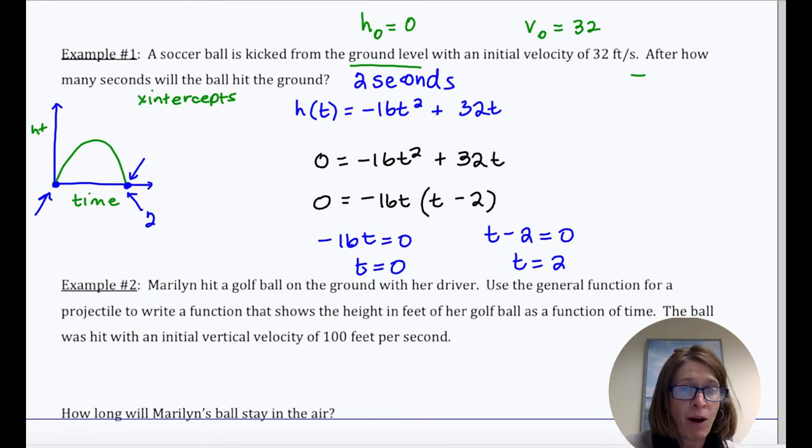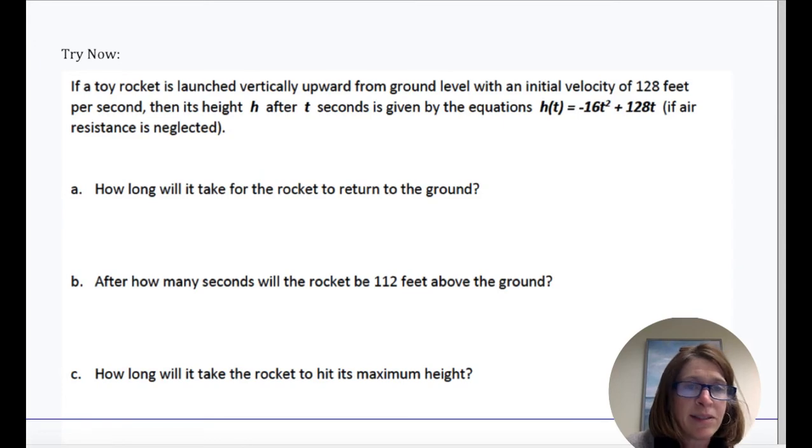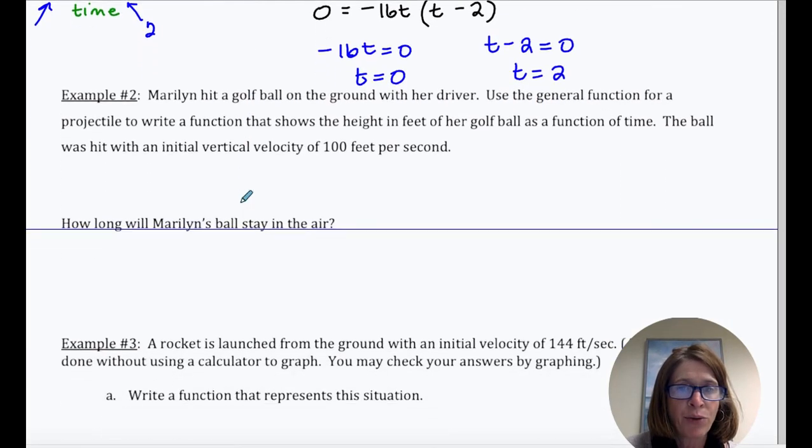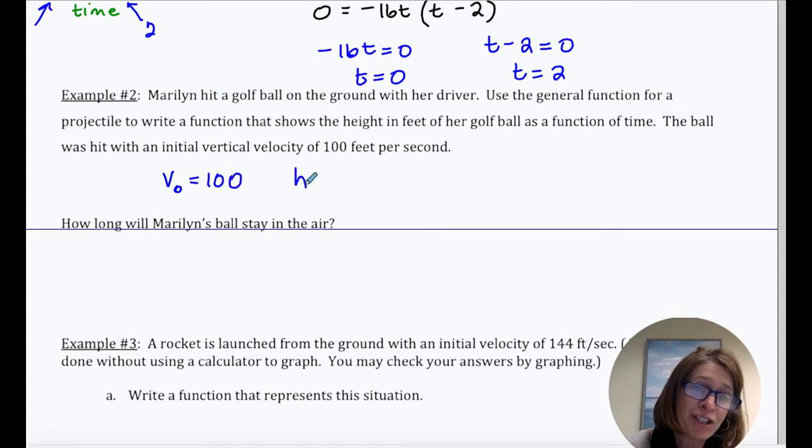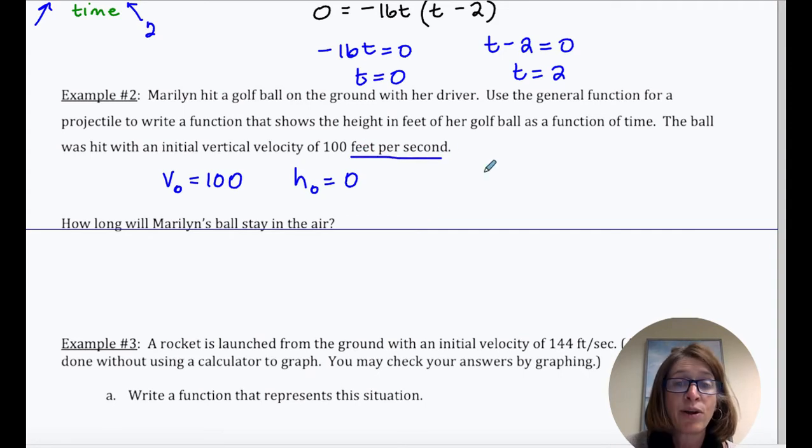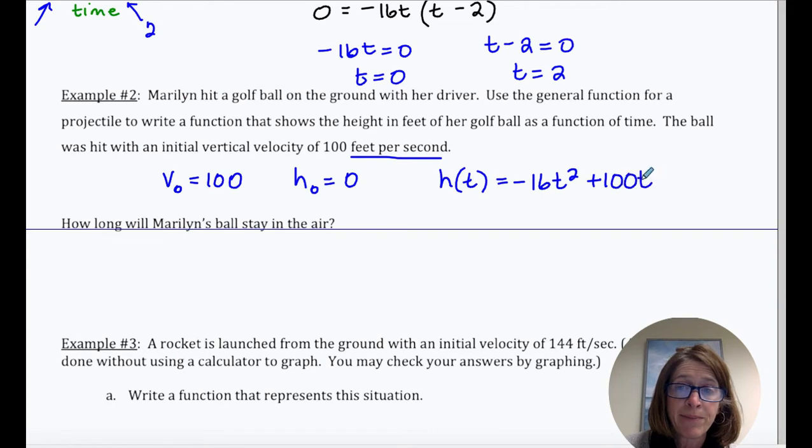Marilyn hit a golf ball on the ground with her driver. Use the general function for a projectile to write a function that shows the height in feet of her golf ball as a function of time. The ball was hit with an initial velocity of 100 feet per second. So V0 was 100. H0, because it says ground, was 0. So my equation, and it's feet per second, so I know I'm using that model: h of t equals negative 16t squared plus 100t plus 0.